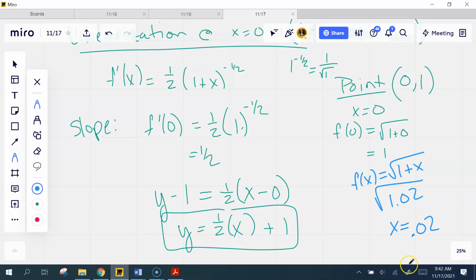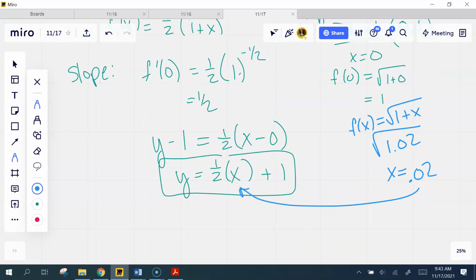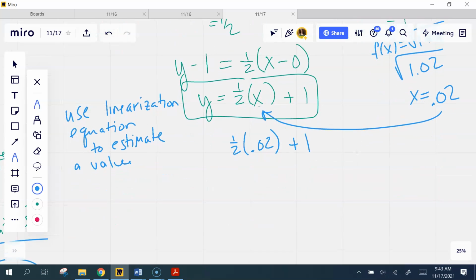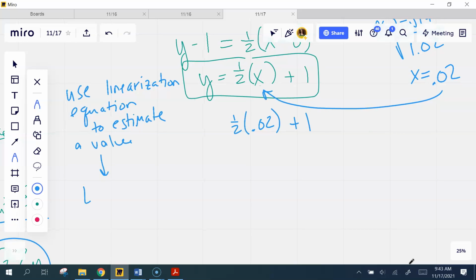Use your linearization equation to plug in to estimate that, because I don't know what the square root of 1.02 is. This would be a non-calculator problem. So here it would be 1/2 times 0.02 plus 1. This is just an example in the book. So we use the linearization equation. This is exactly what it says: use linearization equation to estimate a value. And so when it says that, all you're going to do is look at the original equation.